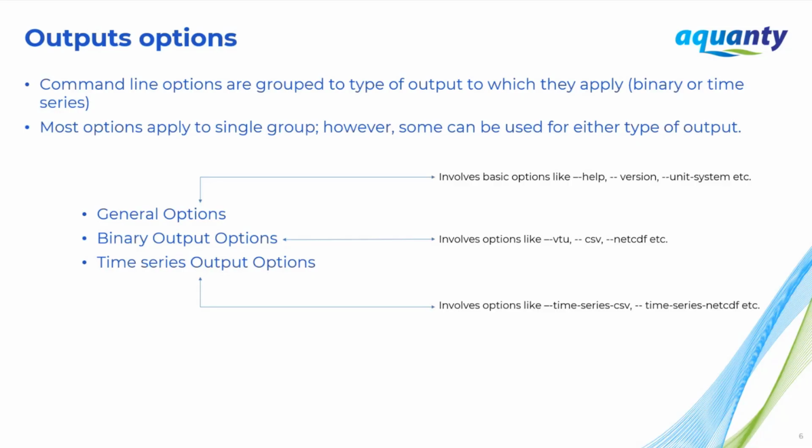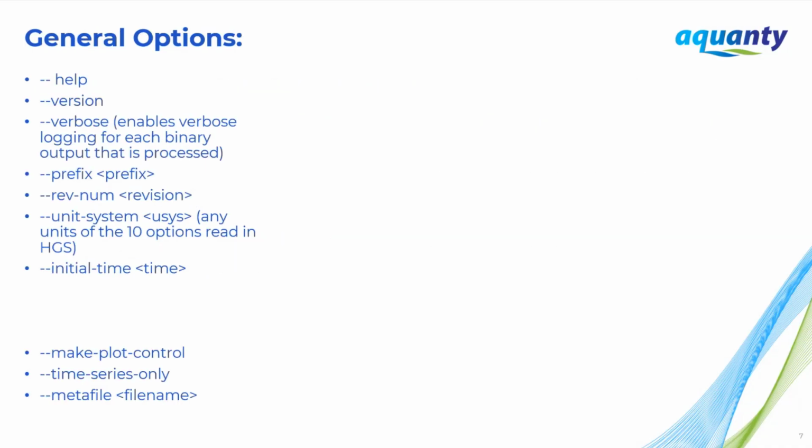We have three different option groups. The general options have the basic commands like help and version. The ones people would prefer to use would be the binary output options and the time series output options, which can be mixed and matched to create your desired outputs. I'll give examples on how to execute pretty much all the commands HGS2VTU currently has.